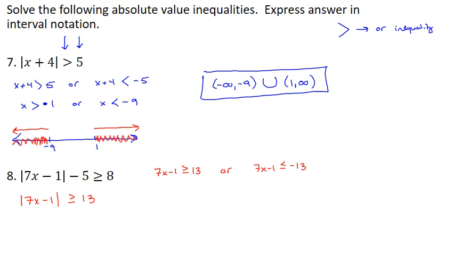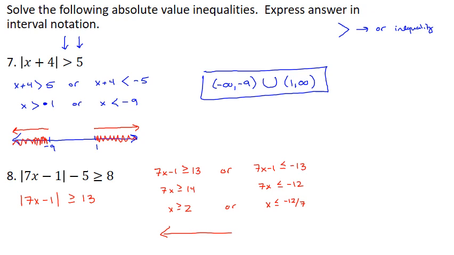Solve them both. The first one, if you add 1 to both sides, 7x is greater than or equal to 14. And if you divide by 7, x needs to be greater than or equal to 2. Or on the second one, if you add 1 to both sides, 7x is less than or equal to negative 12. And then dividing both sides by 7, x is less than or equal to negative 12 sevenths. Remember, the key word is or.